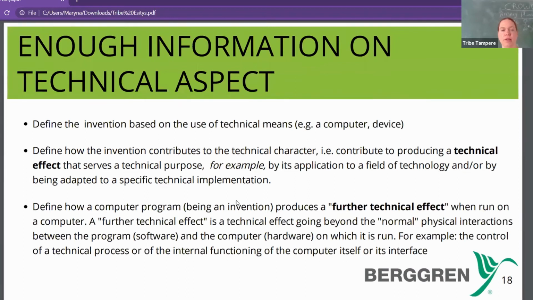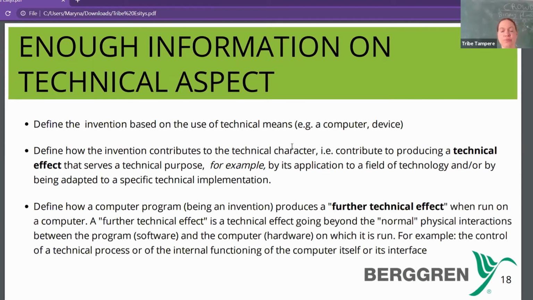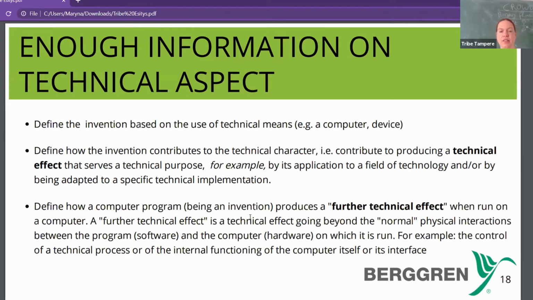So when you think about whether your invention is patentable, you should think whether it uses some technical means, such as a computer or device, and also if it has a technical effect or technical purpose. And if it's just a computer program, whether it produces a further technical effect when run on a computer.